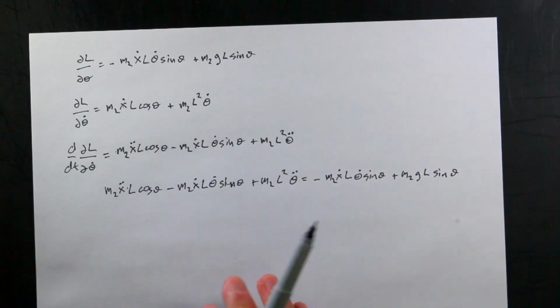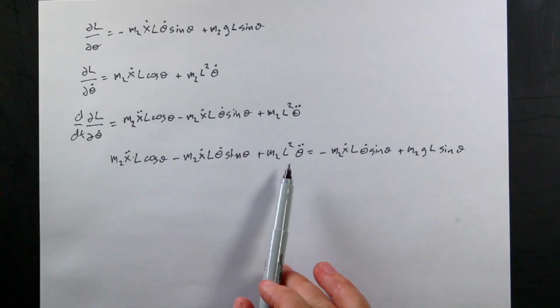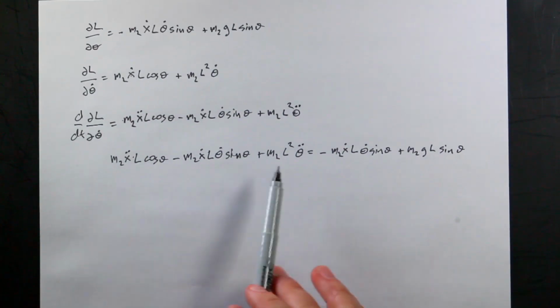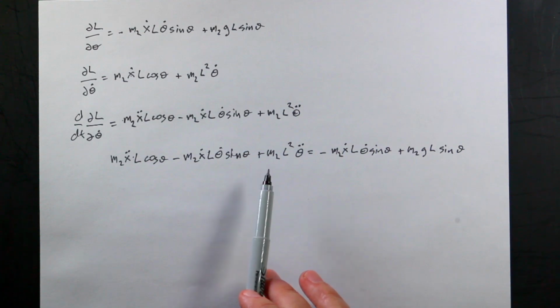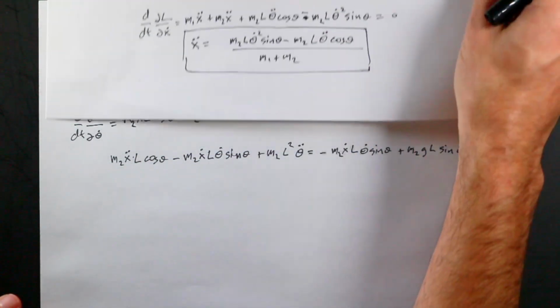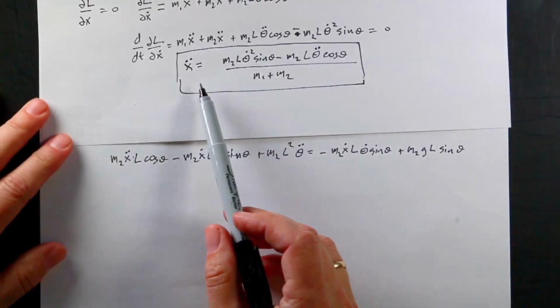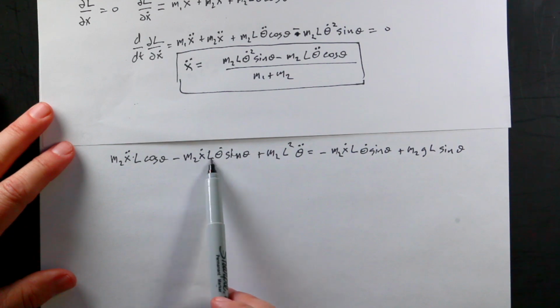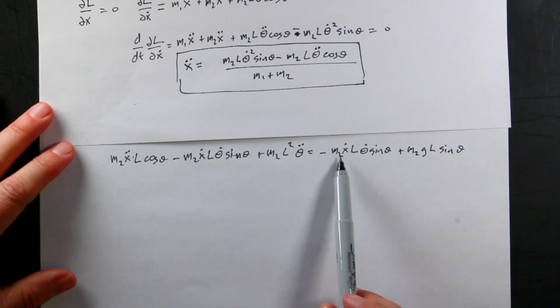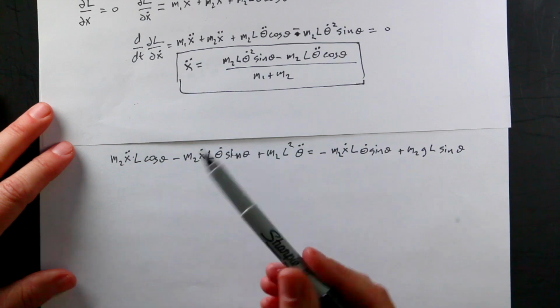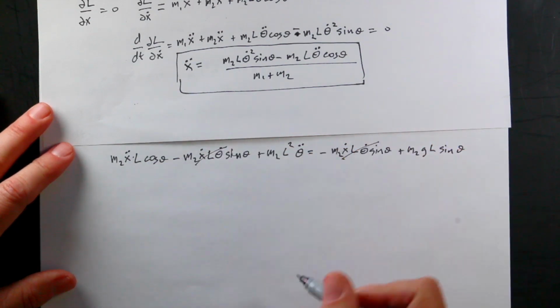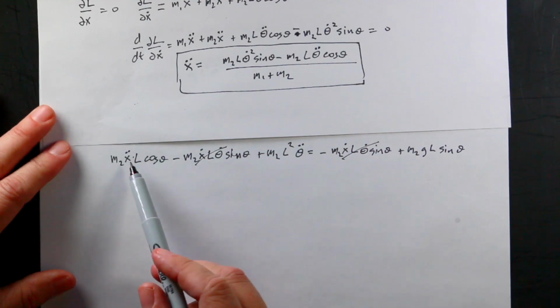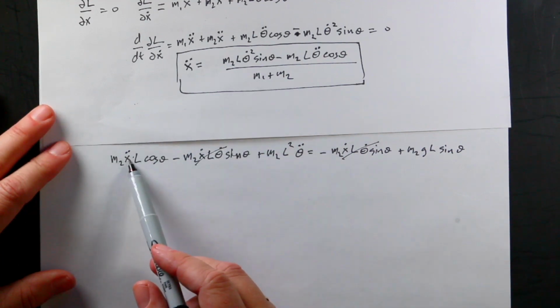Okay, so I want to get an expression for theta double dot, but I have an x dot and a theta dot in here. So what I'm going to do is take my previous expression for x double dot and substitute that in. Here I have m2 x dot L theta dot sine theta, m2 x dot L theta dot sine theta. These two terms cancel. Yay. So I'm just going to put this in here.